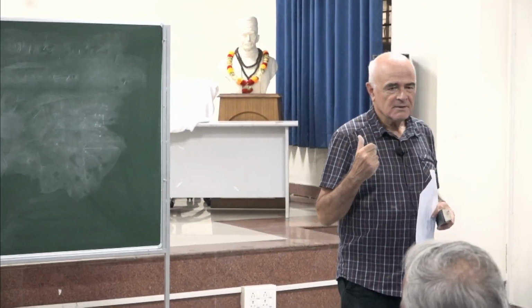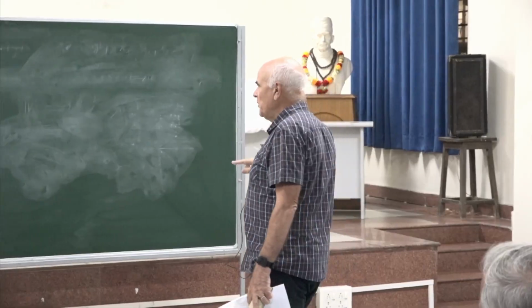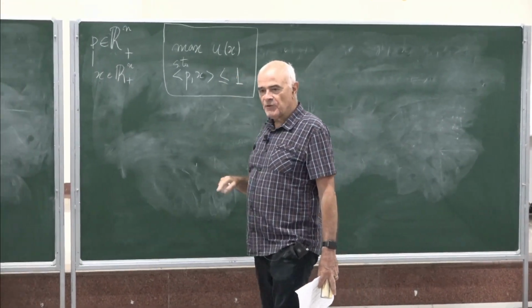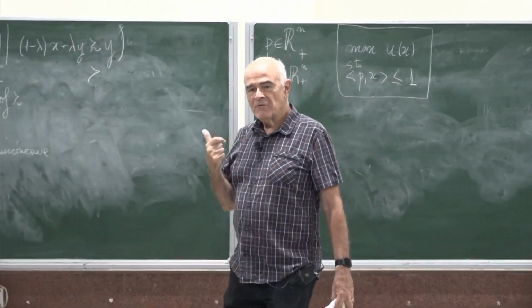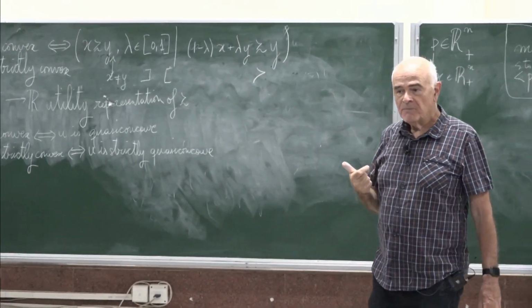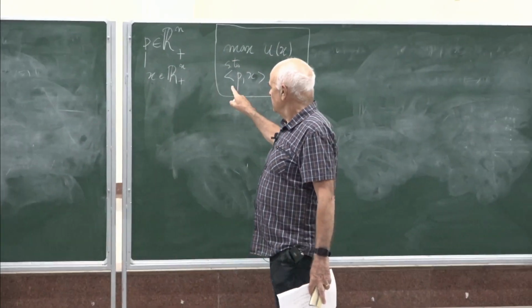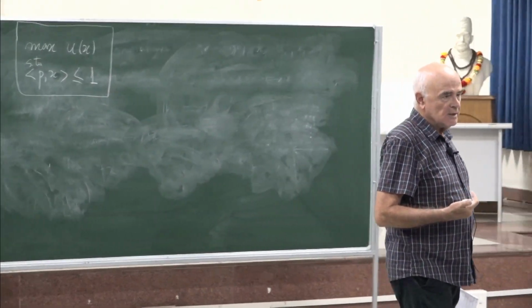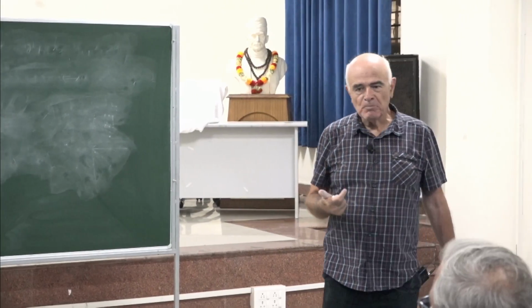So, in producer theory, we had the production function. Now we have a utility function. And then we define the cost minimization problem. Now we define the consumer utility maximization problem.